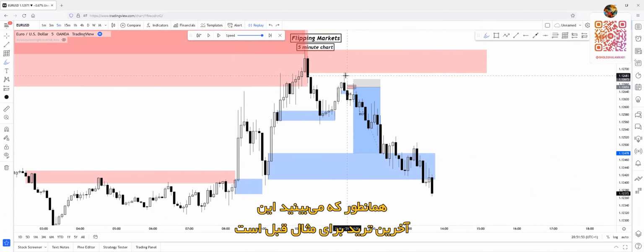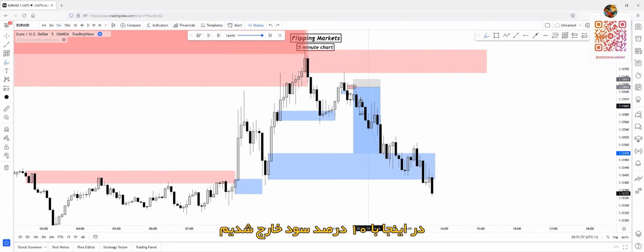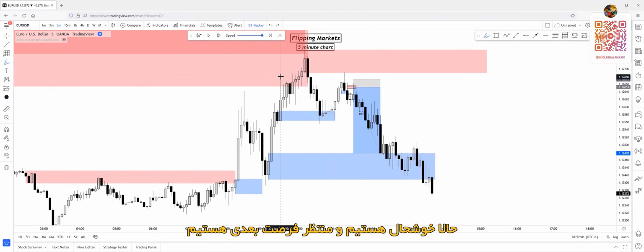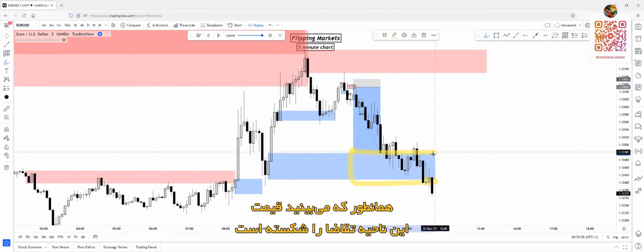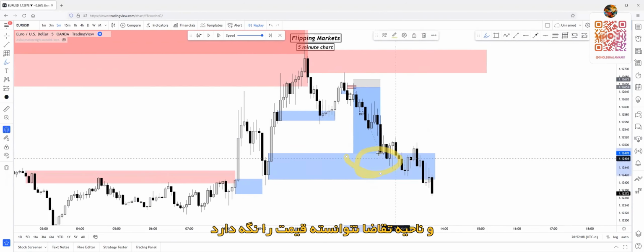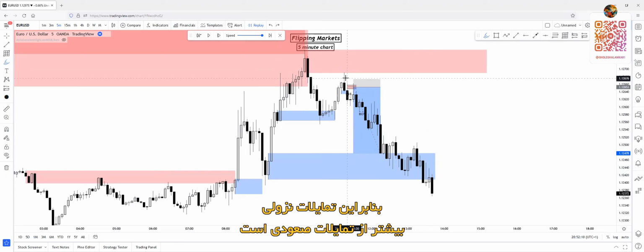Okay, as you can see, this was the last example. This was the last trade from the previous example. We just hopped out of a trade here in 10% profit. We are happy. We are looking for the next opportunity. We have to adapt. As you can see, price broke through this demand zone. This demand zone couldn't hold the price. So the short, the main trend intentions are still stronger than the long intentions.